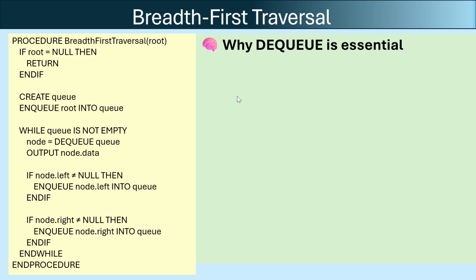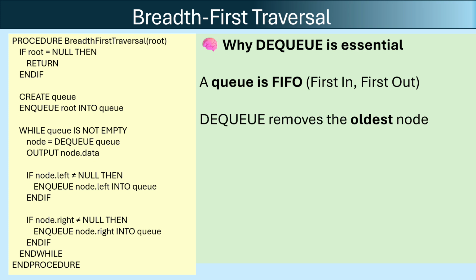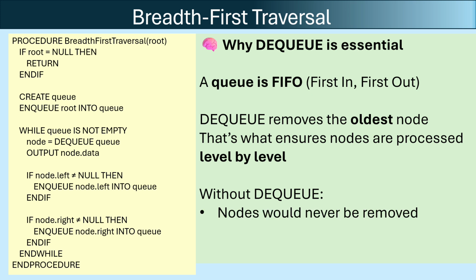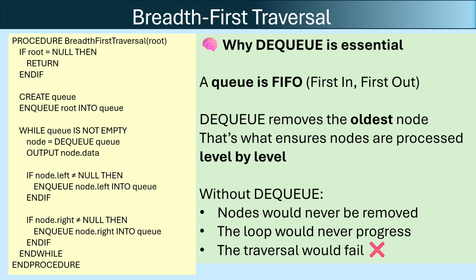Now, why is the dequeue essential? The dequeue is essential so that we can remove the oldest node. So that's just to make sure that we're printing out our tree. And if we don't have the dequeue, then nodes will never be removed and we won't actually get to the end of the queue. So remember, whilst the queue is not empty, we won't be able to know that it's empty because we never dequeue. And then the traversal will fail.